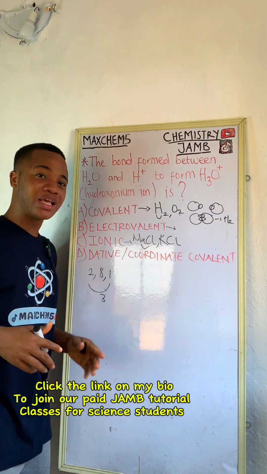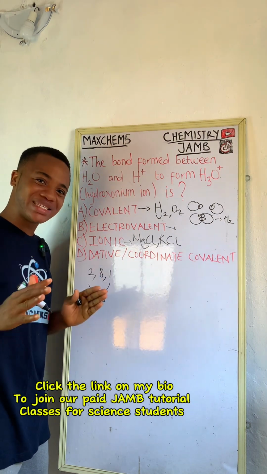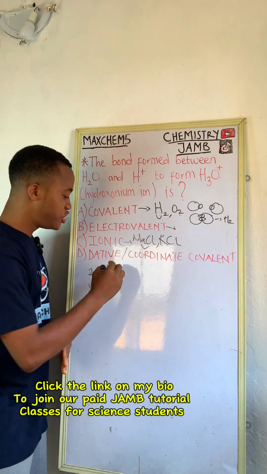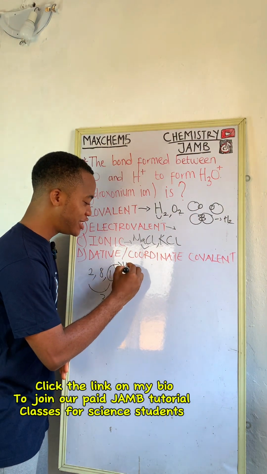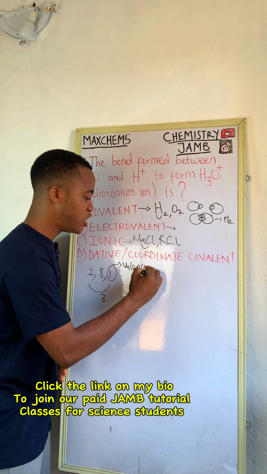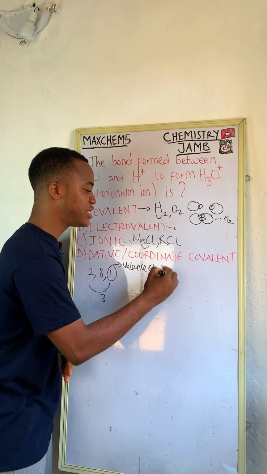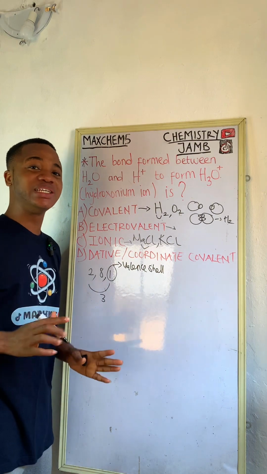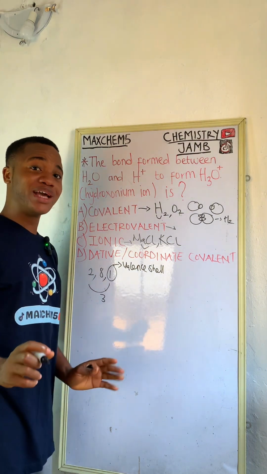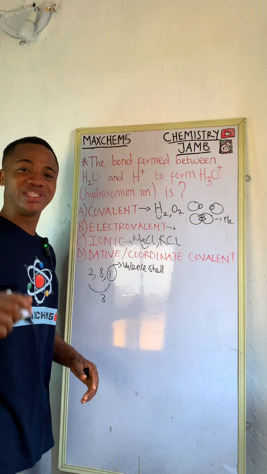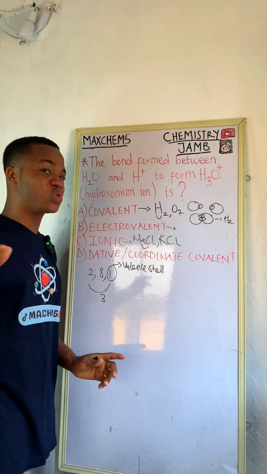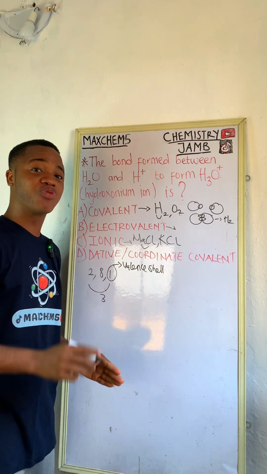Don't forget that bonding is always dealing with the outermost shell. The outermost shell is also called the valence shell. So if you are asked in your chemistry JAMB exam what the valence shell is, the valence shell is basically the outermost shell. Hope you get. And bonding deals with the outermost shell of an atom alone.